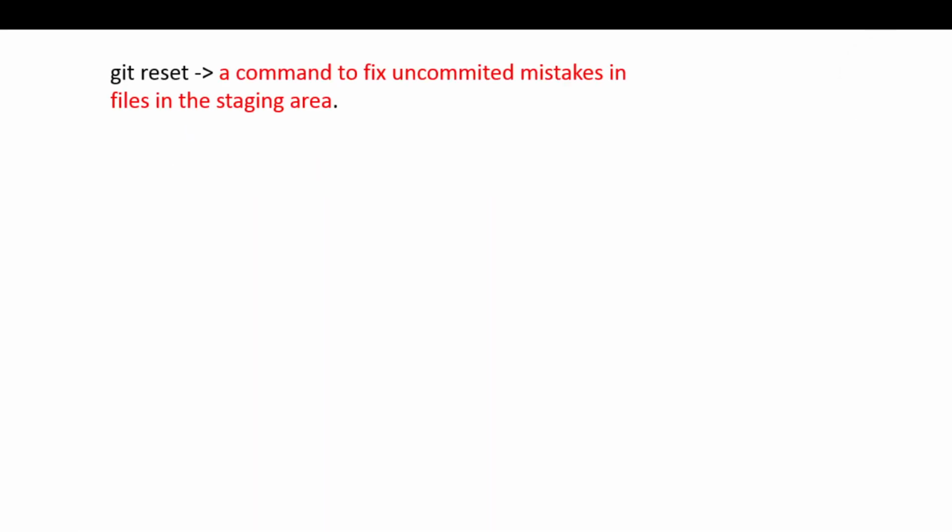The list is not exhaustive. You have git reset, a command to fix uncommitted mistakes in files in the staging area. I talked about the staging area just now. I talked about tracked files and untracked files. Just know that a file you want git to track by using git add is in the tracking area. Before you commit such a file, you can use the git reset command to fix errors in it.